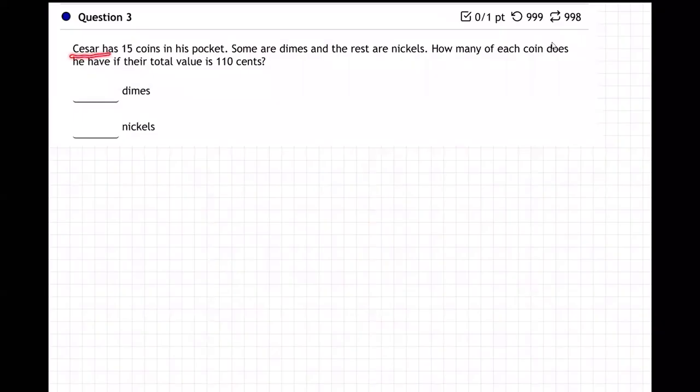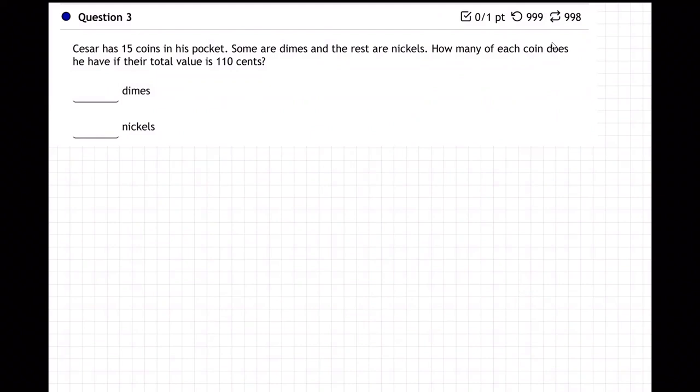So Caesar has 15 coins in his pocket. Some are dimes and the rest are nickels. How many of each coin does he have if their total value is 110 cents? Okay, and so we want to figure that out. So basically, we're going to talk about dimes and nickels on this one.